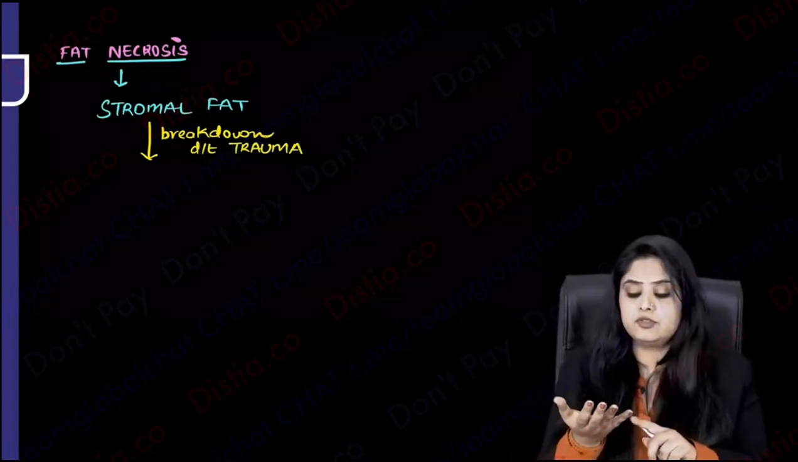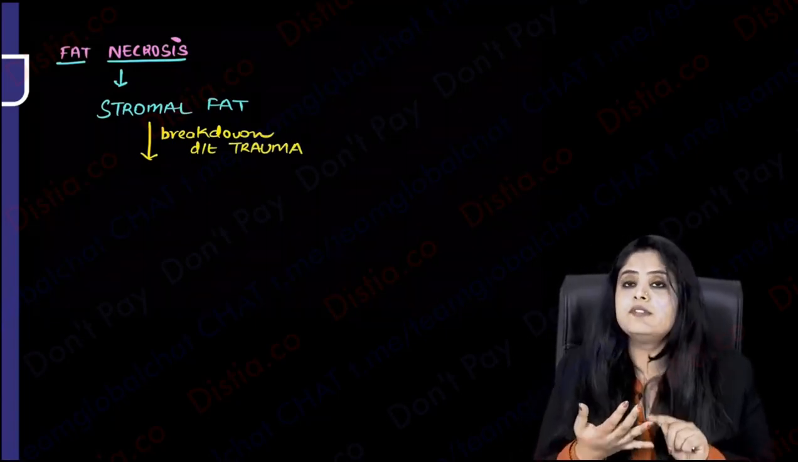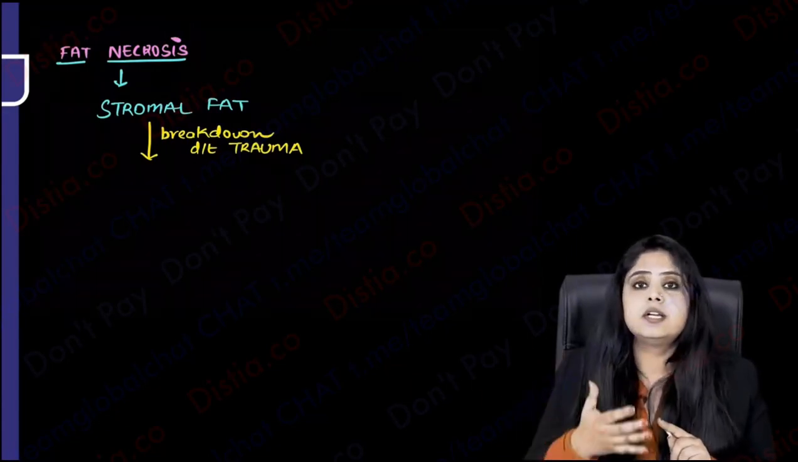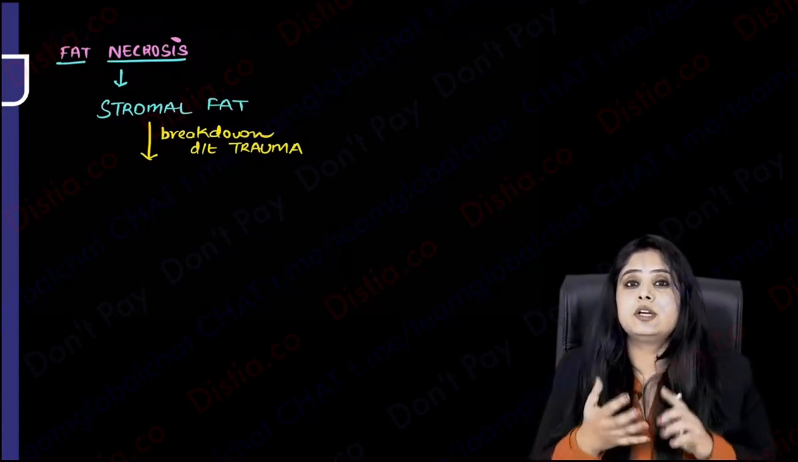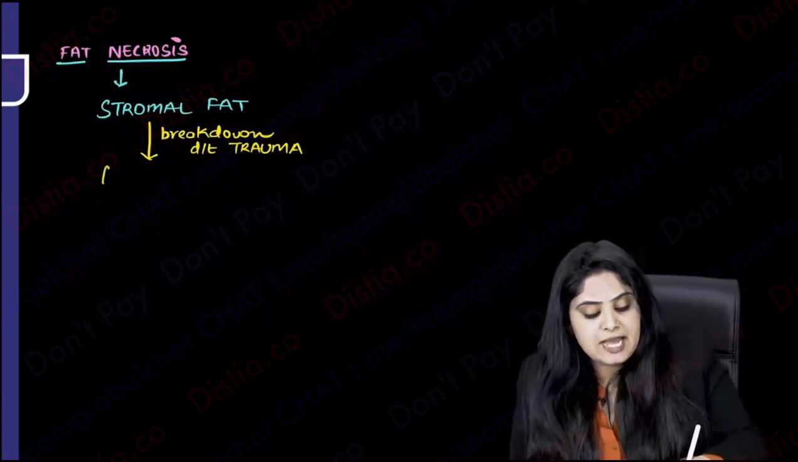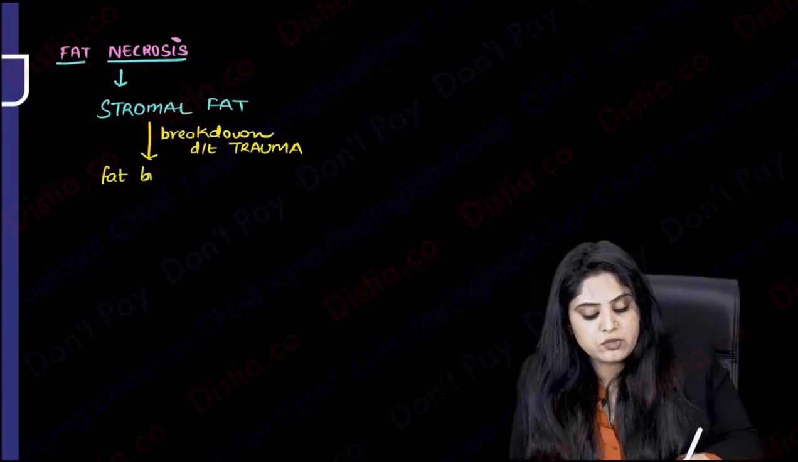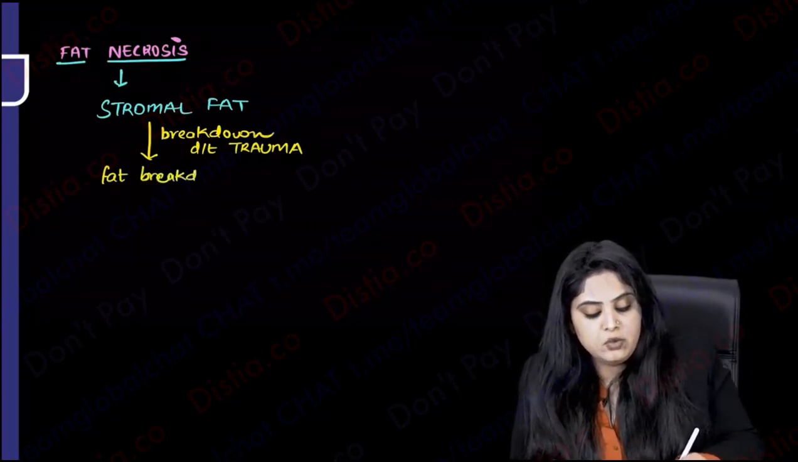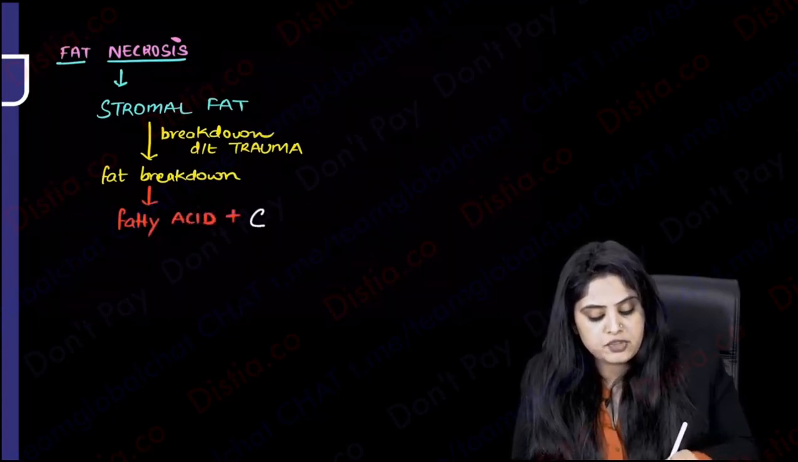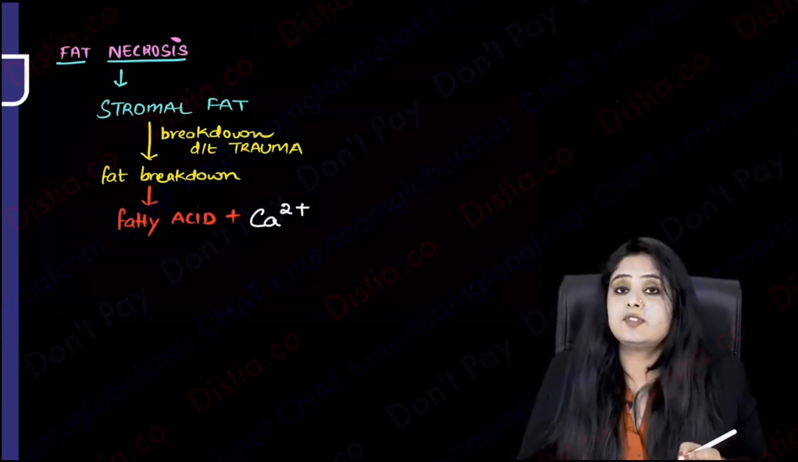They will either give you the history of a road traffic accident, or they will say the female got hit by a football while she was walking in the garden, or she had a collision against some vehicle. So some trauma history will be there, trauma to the breast, and that is why there is going to be a fat breakdown. And I know for a fact that whenever there is a fat breakdown, fat breaks down into fatty acid, and fatty acid always attracts what? Go back to your first chapter. Fatty acid always attracts calcium.